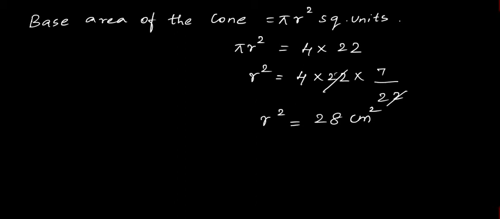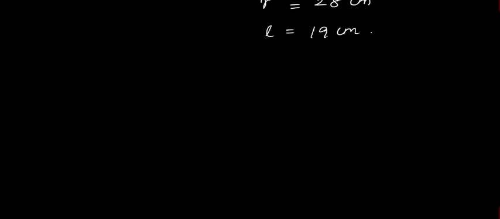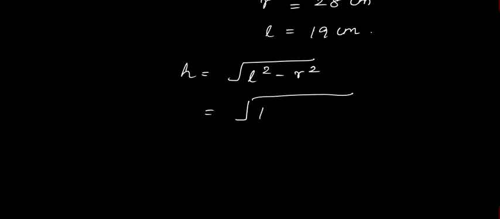So we know the slant height value, that is L is equal to 19 centimeter. So using this we can find h value. h is equal to square root of L square minus r square. So square root of L value is 19, so 19 square minus r square value, we just got it as 28.